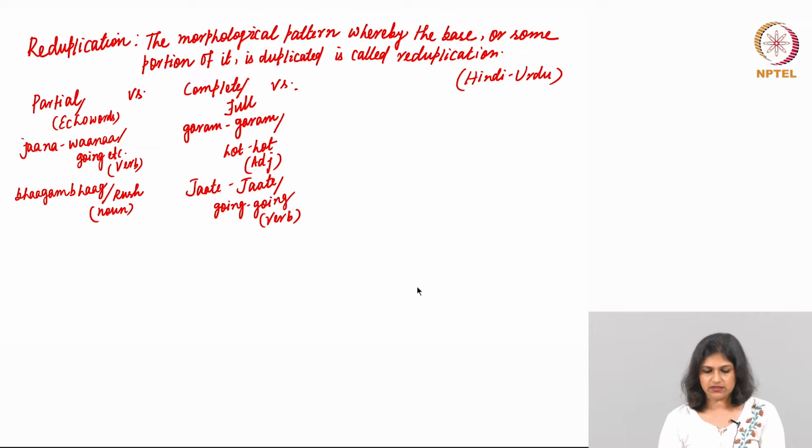So, the formal definition is something like this, let me read it out. The morphological pattern whereby the base or some portion of it, either the base or the portion of it, is duplicated is called reduplication. And this is generally considered as a universal feature. That means almost all of the languages in the world do have reduplication. However, it may not be true for some of the languages; remember I used the term almost, not all.